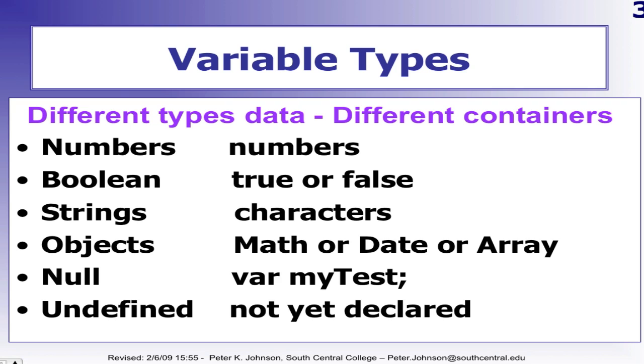Now, if you just declare a variable, which were the red lines in the previous slide, or in this example, var myTest, it will be null or empty. There's no value in that spot in memory. And if you haven't declared a variable yet, JavaScript will return the word undefined. That means it hasn't been declared yet.